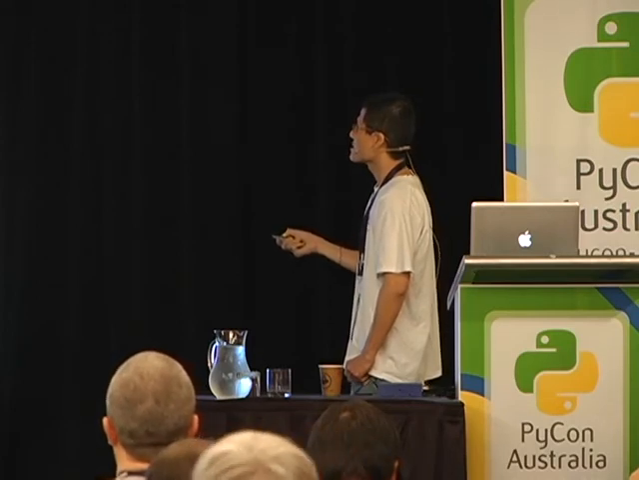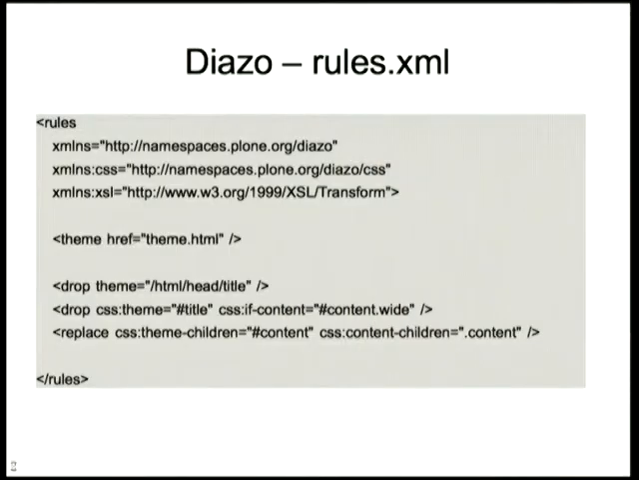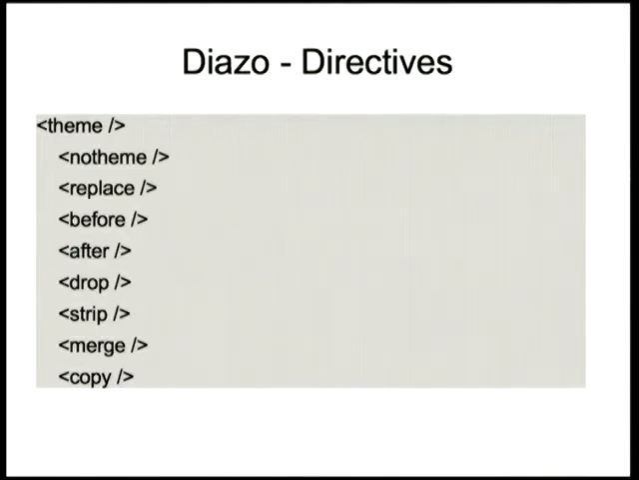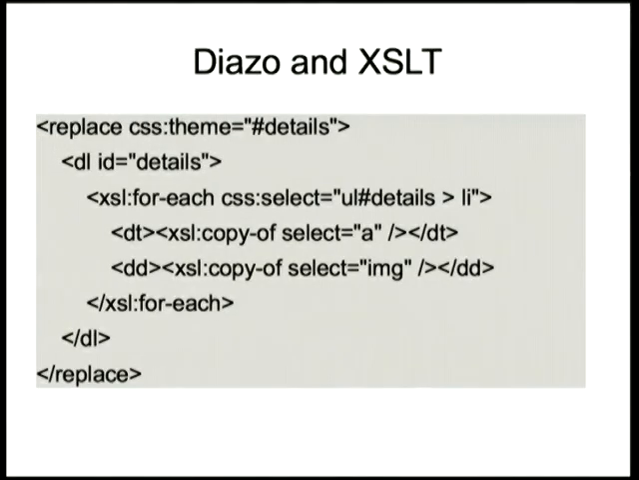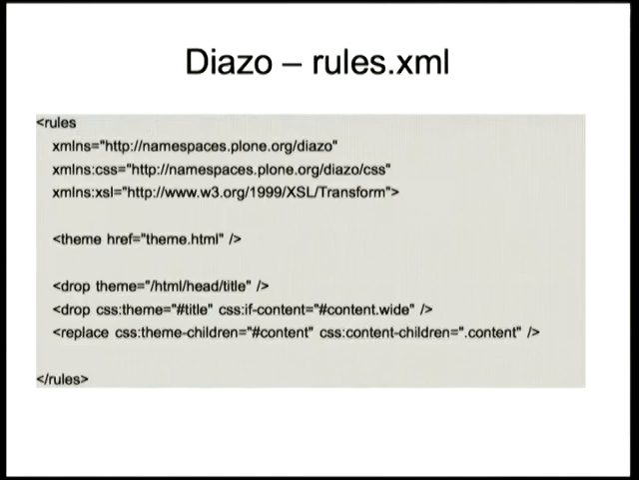So basically behind the scenes it is transformed. It's a simplified form of XSLT. There are a few directives in Diazo rules, and I'll talk about them as we go. These are the directives: theme, notheme, replace, before, after, drop, strip, merge, and copy. Okay, let's discuss them one by one.